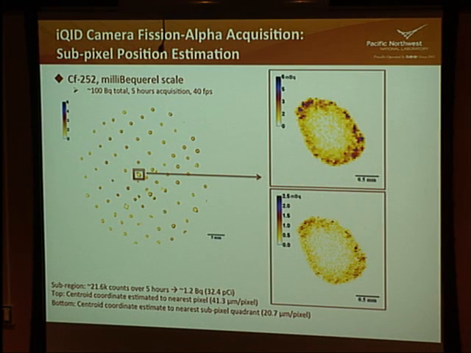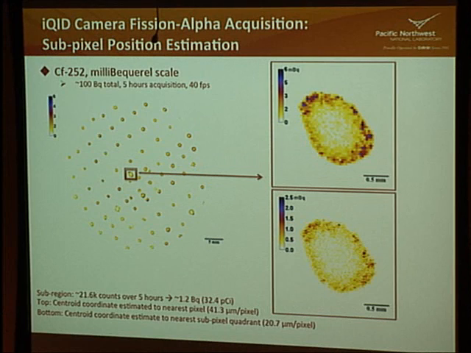Because we're identifying each individual particle, we can also estimate where the interaction occurred to a subpixel region. Here we're estimating the alpha particle interaction to a single pixel and then to a subpixel. We're also able to quantify the activity shown here. This scale bar is in units of millibecquerels, or decays per 1,000 seconds.